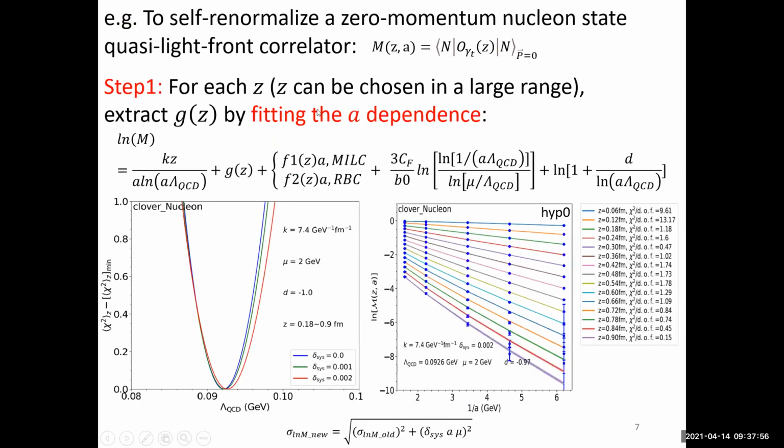For example, if you would like to self-renormalize a zero momentum nucleon state quasi-light-front correlator, you take step 1: for each z, you fit the a dependence. And here we determine lambda QCD through the global fit. After we determine lambda QCD, we can use this function to fit the data. For each z, we fit the a dependence. And you can see that the chi-square over degrees of freedom is about 1. It shows a good fit. We can get G_z after the fit.